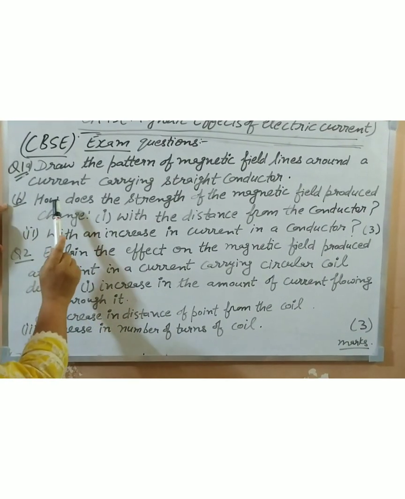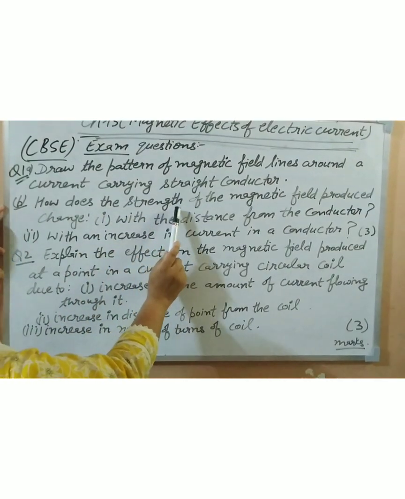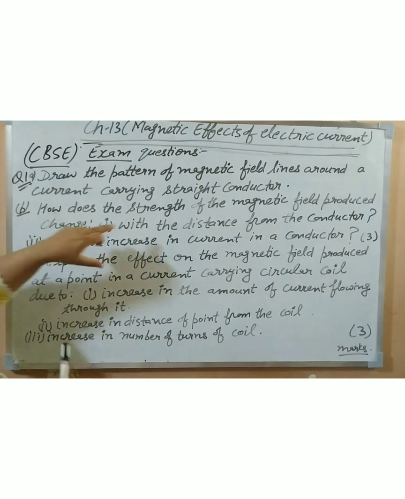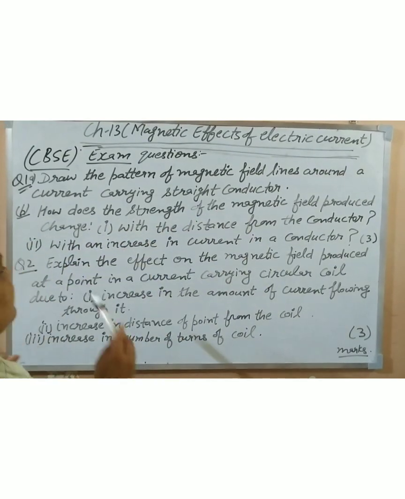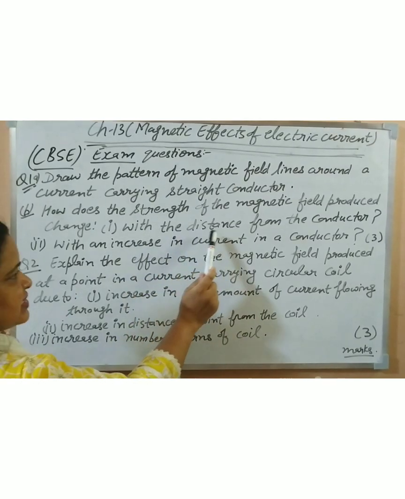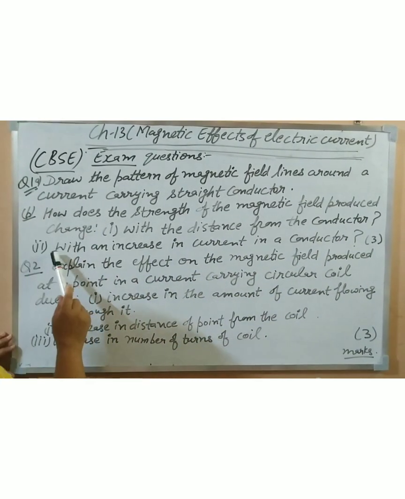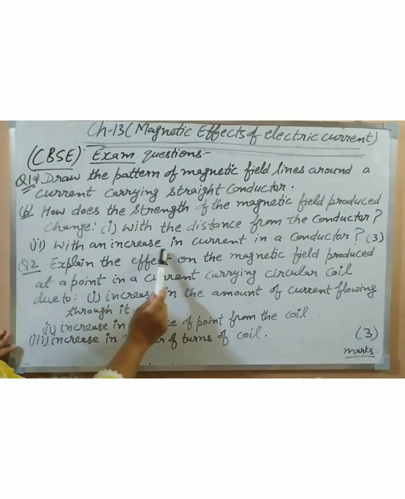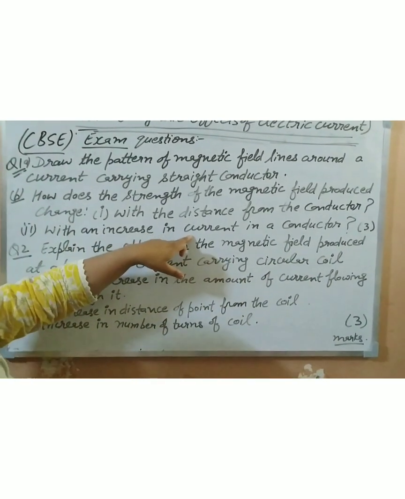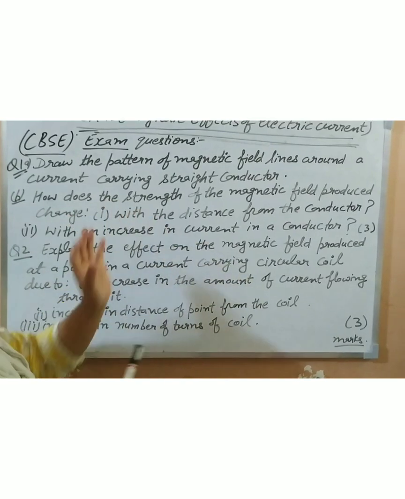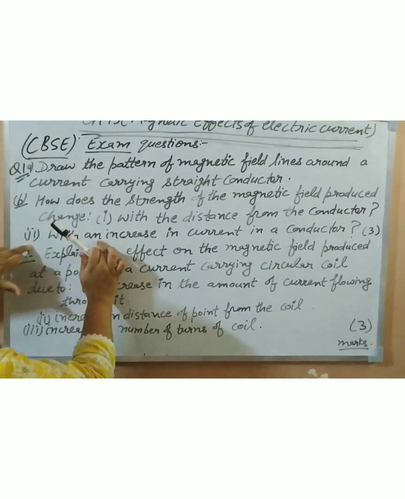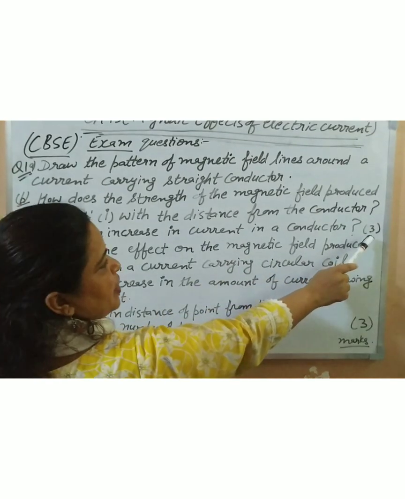The second part is: how does the strength of the magnetic field produced change? First with the distance from the conductor, and second with an increase in current in the conductor. We have done all these parts, but at that time in the activity we explained them directly with reasons. But see the language of the question, and it is a 3-mark question.